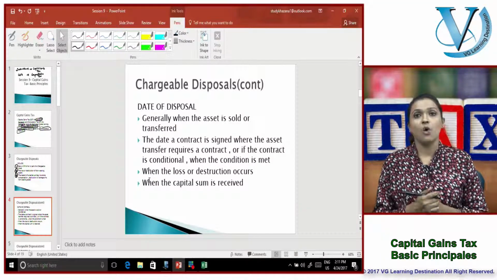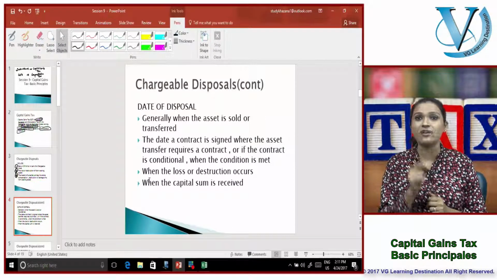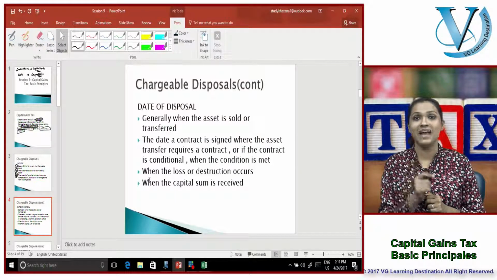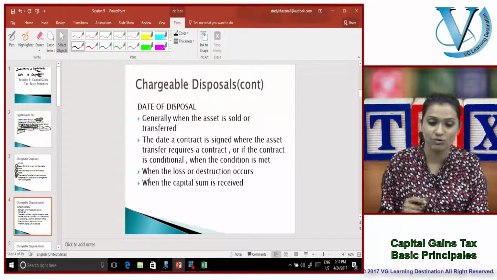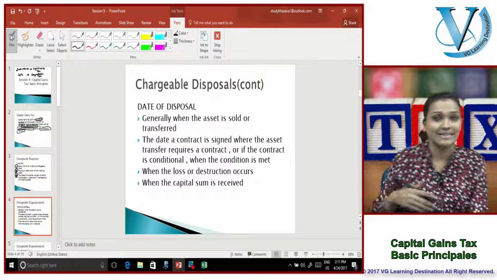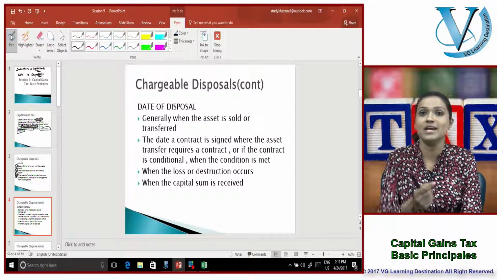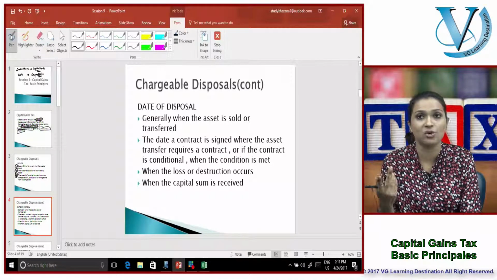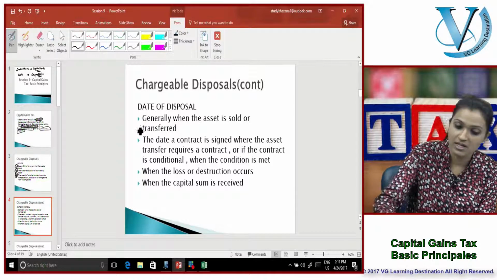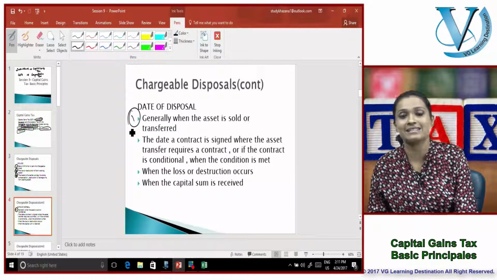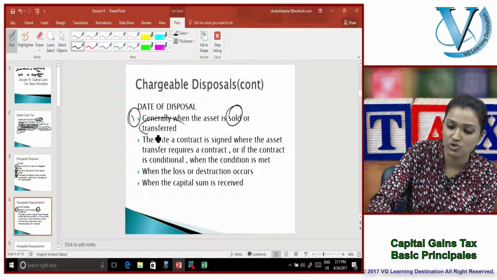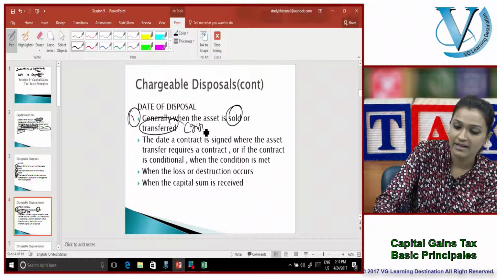Now what else? What is going to be considered the date of the disposal, that is the date of the chargeable disposal? Generally, it is going to be the date on which the asset is actually sold off. So definitely that is going to be the date of disposal. It is generally considered when the asset is sold, or is transferred in case it's a gift.